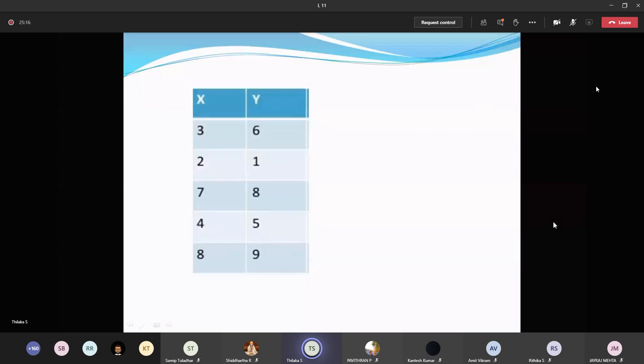So these are the variables which were given, x and y variables, and after that you have to calculate. What do you do after this? The first step is to find the mean, x bar and y bar.